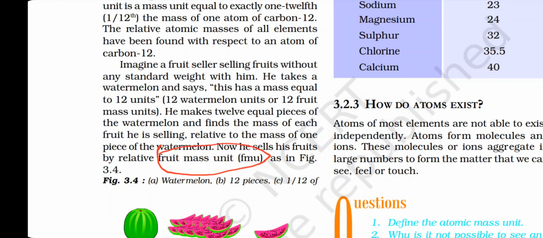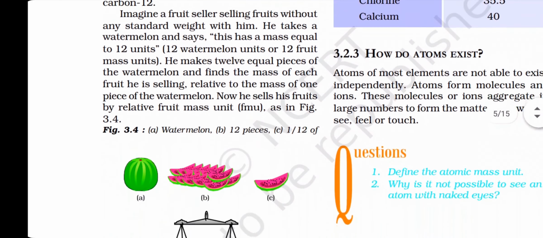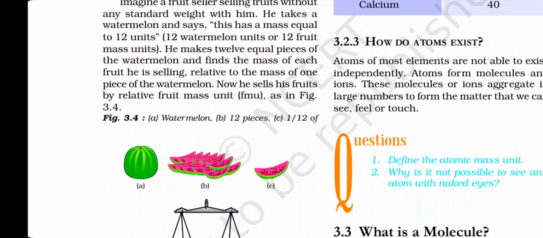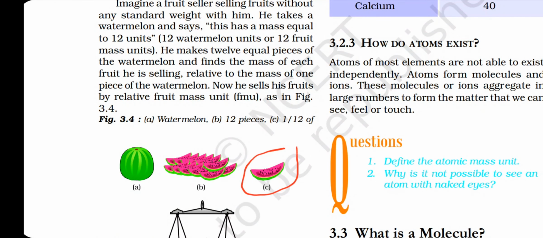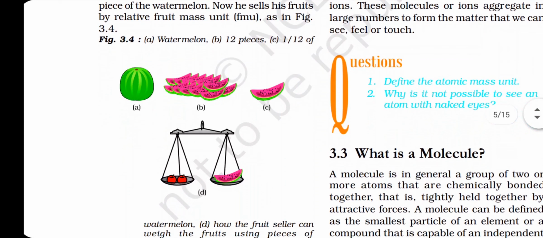As an example, if he cuts the watermelon into 12 equal parts, then each piece of watermelon is equal to one fruit mass unit. He now uses this as a unit of measurement because he does not have any standard unit, and he weighs the different fruits using a piece of watermelon. That is called one fruit mass unit, FMU.